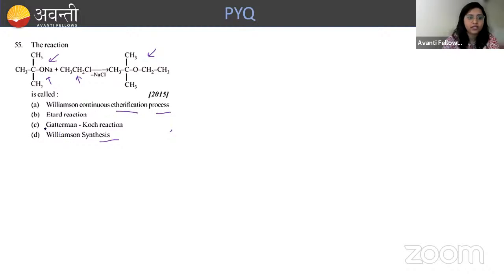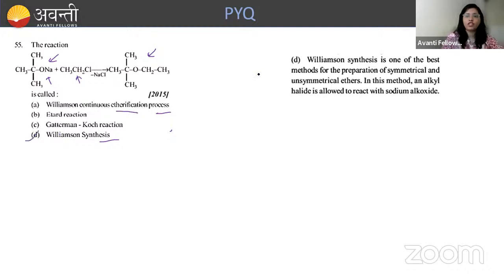Okay, it is just a Williamson synthesis, one of the best methods for the preparation of symmetrical as well as unsymmetrical ethers. In this method, alkyl halide is allowed to react with sodium alkoxide. यहाँ पे क्या हो रहा है, सोडियम अल्कोक्साइड के साथ हमारी अल्किल हैलाइड की रिएक्शन हो रही है. वेरी वेरी वेरी इंपॉर्टेंट रिएक्शन.